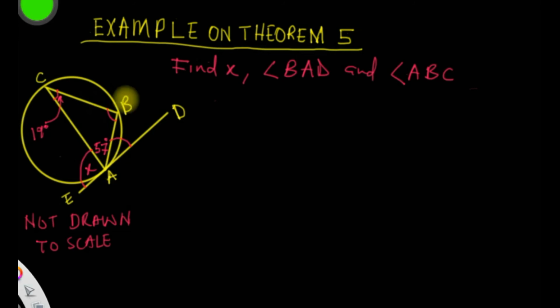Where is angle BAD? This angle. I'm supposed to find this angle and angle ABC. Where is angle ABC? This angle. Okay, fine. So first of all, we know that this angle is given to be 19 degrees, and this angle is 57 degrees, sorry, 57. This angle is 57 degrees, and this is 19 degrees.